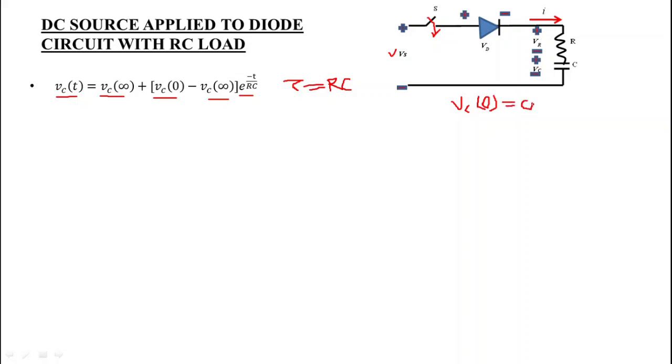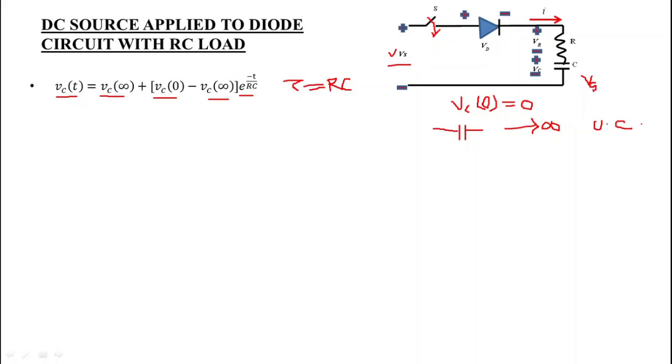Now what happens at t equals infinity? At t equals infinity, when steady state is reached, in this case the capacitor acts as an open circuit. When this capacitor is an open circuit, then this voltage Vs will appear across this capacitor, that is equal to Vs.